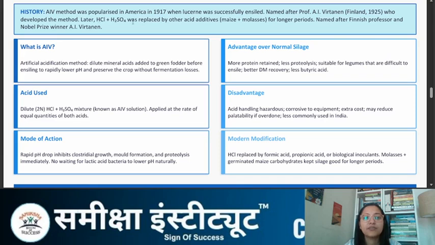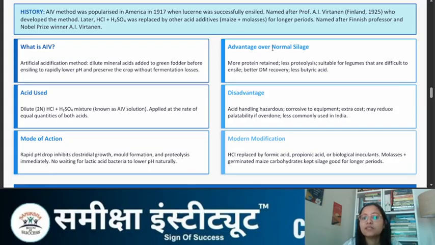Here hydrochloric acid and sulfuric acid are added in place of other additives, with lucerne as the fodder. So it is basically an artificial acidification method. Dilute mineral acids are added to green fodder before ensiling to rapidly lower the pH and preserve the crop without fermentation losses. As I mentioned, sulfuric acid and hydrochloric acid are added. Then there is a rapid pH drop, which immediately inhibits clostridial growth, mold formation and proteolysis. There is no waiting for lactic acid bacteria to lower the pH naturally.